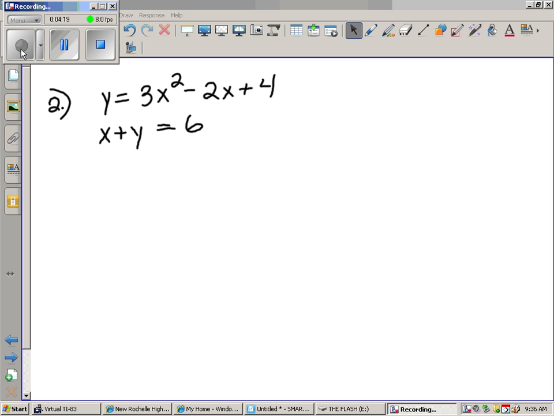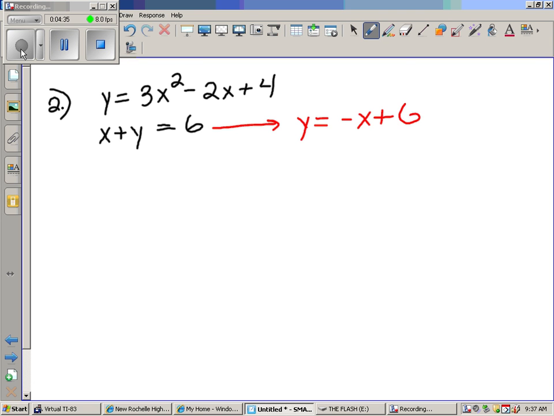So take a look. Can we plug this into our calculator? No, of course not, because they both have to be y equals. So we're going to take this one on the bottom and reorganize it. We're going to subtract x from both sides. If you subtract x from both sides, you get y equals -x plus 6.